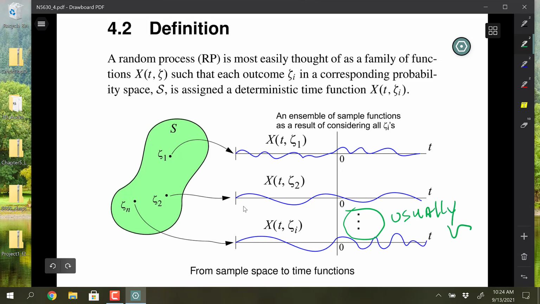Usually there's an infinite number, so that means that there's just an infinite number of possible waveforms out there.